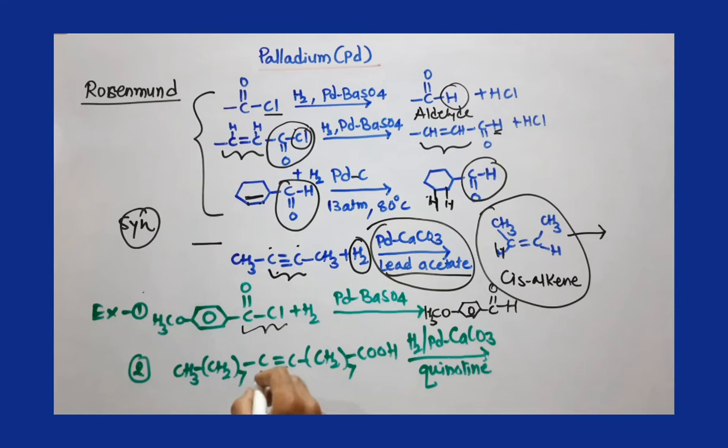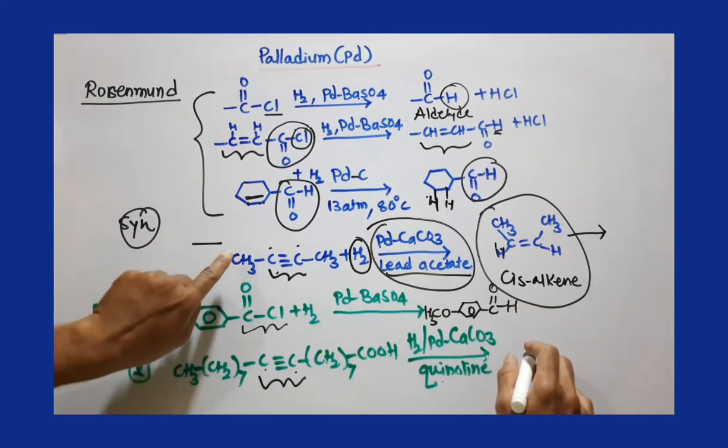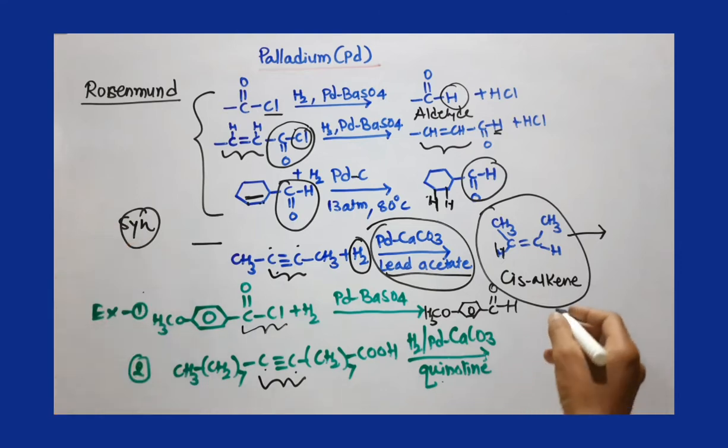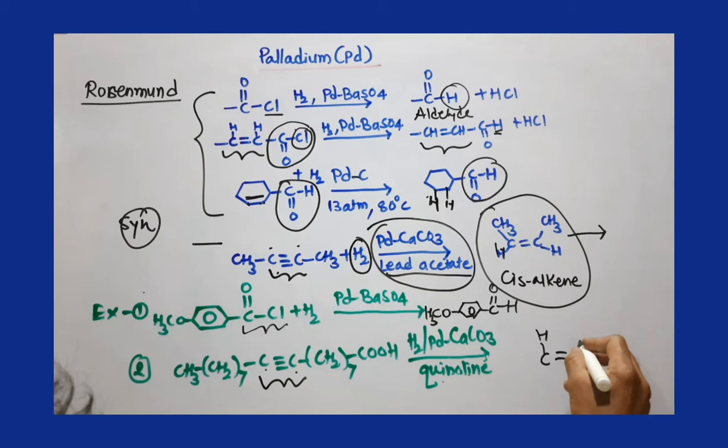Now if you see a triple bond is there, and you are using H2 with Pd supported over calcium carbonate in presence of quinoline, or you can use lead acetate. So this is half reduction. So this alkyne is converted to the alkene. Simply you have to remove one triple bond and join just one hydrogen here and one hydrogen here. And again, as I mentioned here, this is syn addition. So you have to add both hydrogens from the same side.